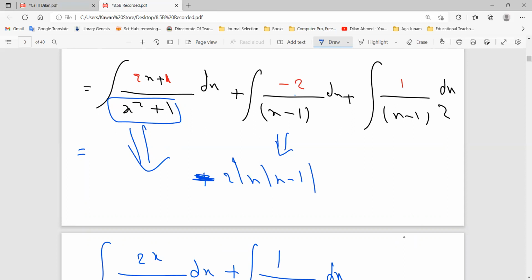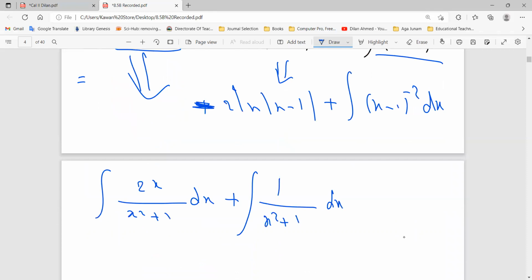How about the second? That one, show you the third one. Yes, d. So we are going to bring it up as x minus 1 to the power minus 2 dx. So minus 2 ln of x minus 1. And the integral of here will be what? Minus.